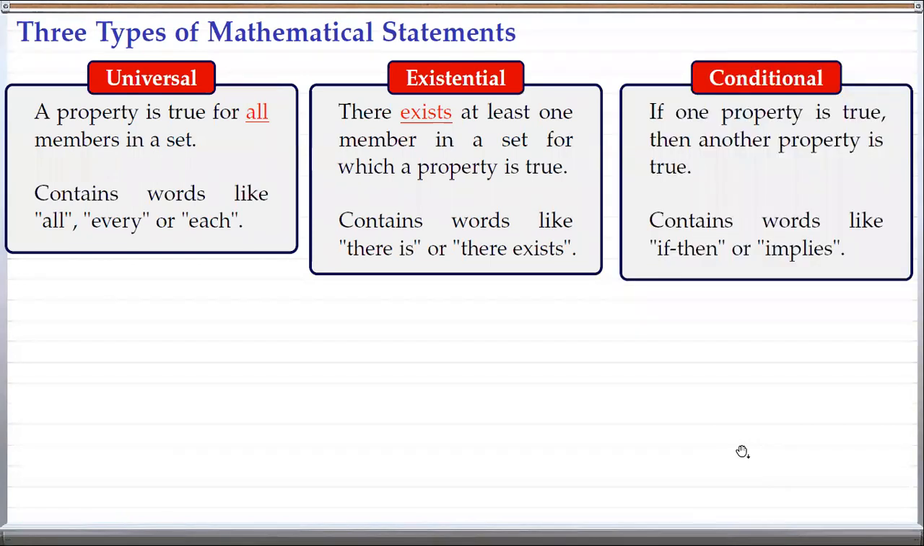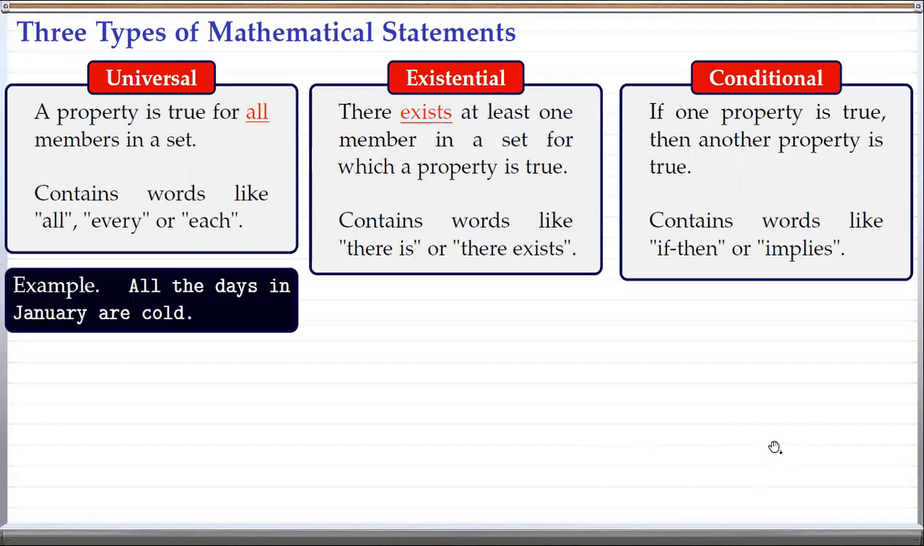Another type of statement is conditional. And it says if one property is true, then another property is true. So these are if-then statements. So they contain words like if-then or implies. Now let's look at a few examples.